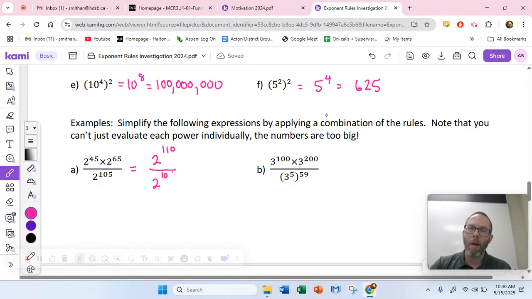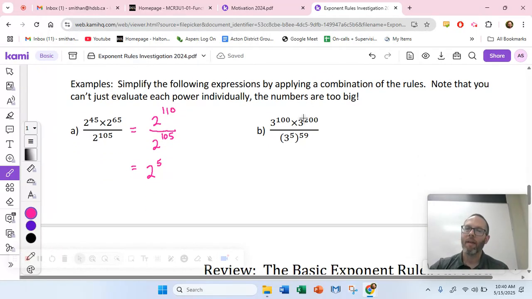Now that we've written the top as a single power, we have a quotient, a division of two powers. You can now subtract the exponents. I don't need you to write out 110 minus 105. That's obviously 5. And look, that big messy expression is equivalent to 2 to the power of 5, which we can evaluate quickly in our calculators: 32.